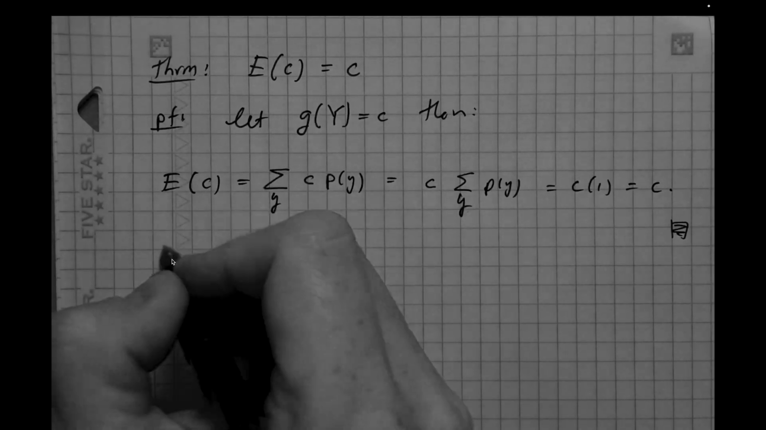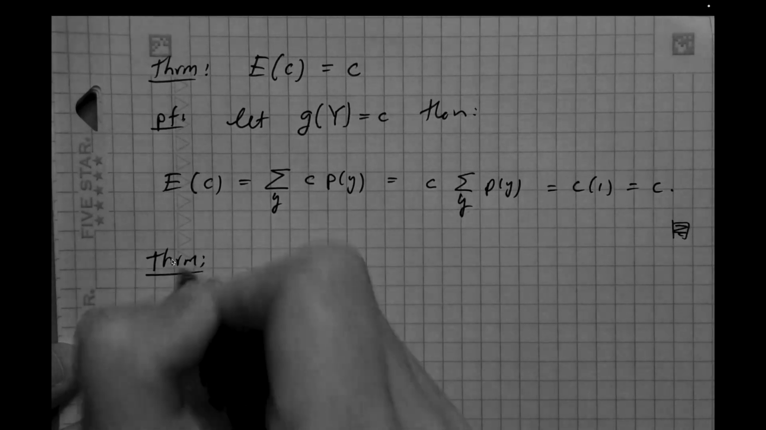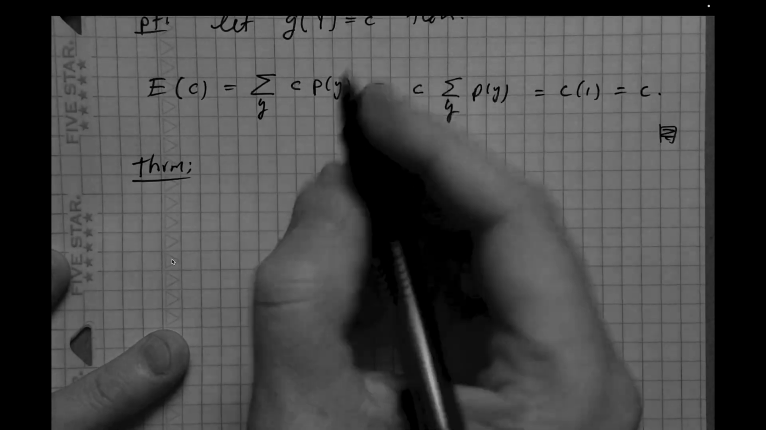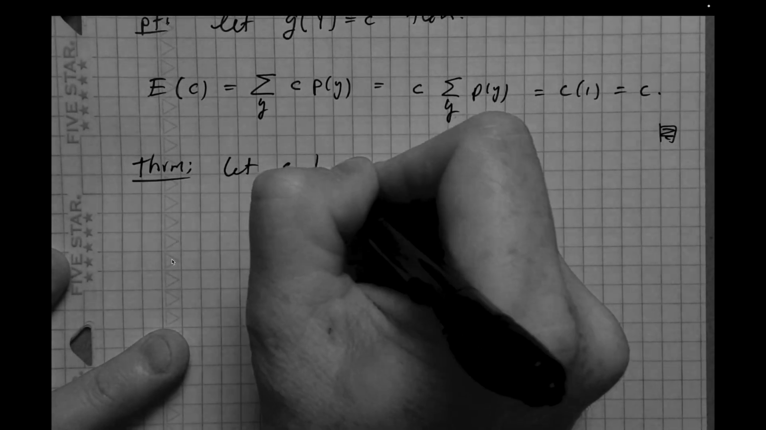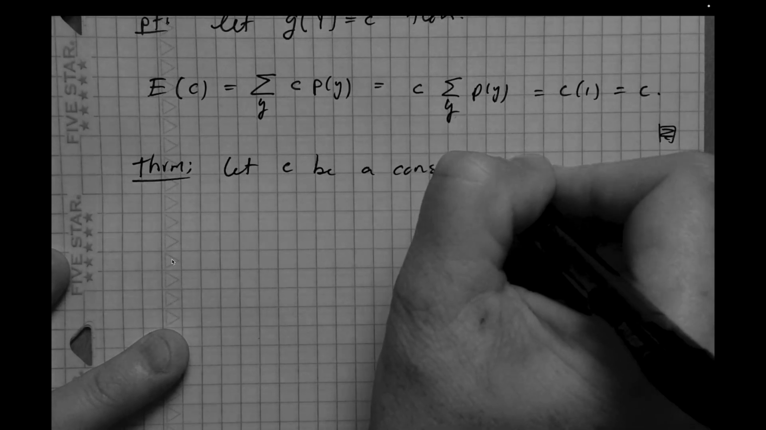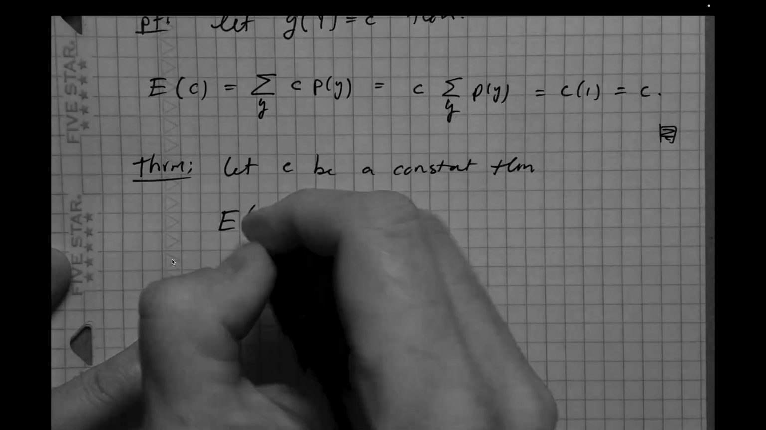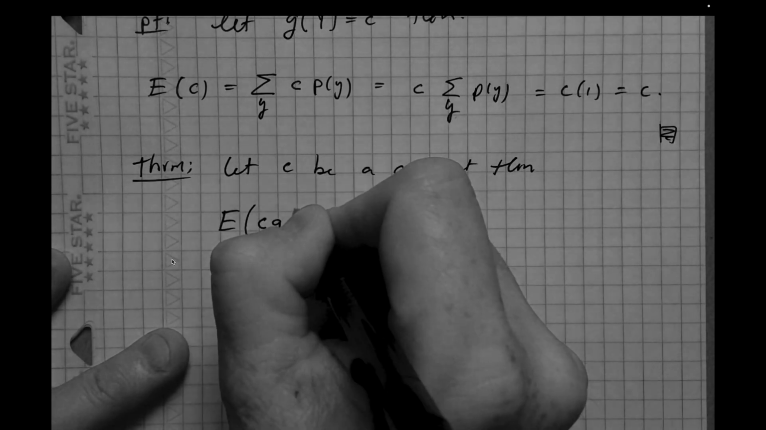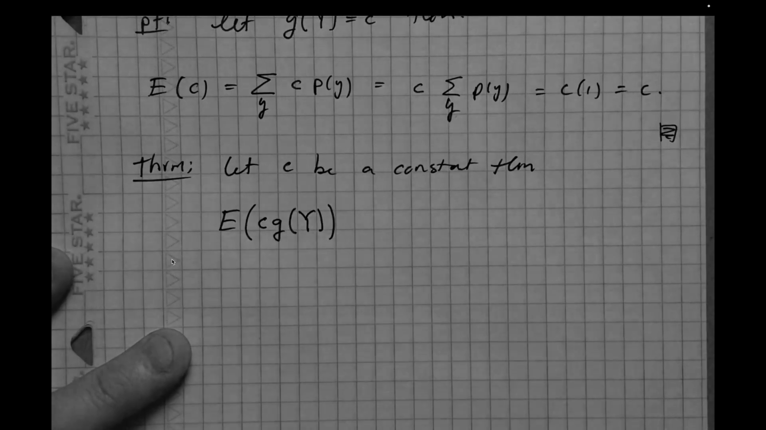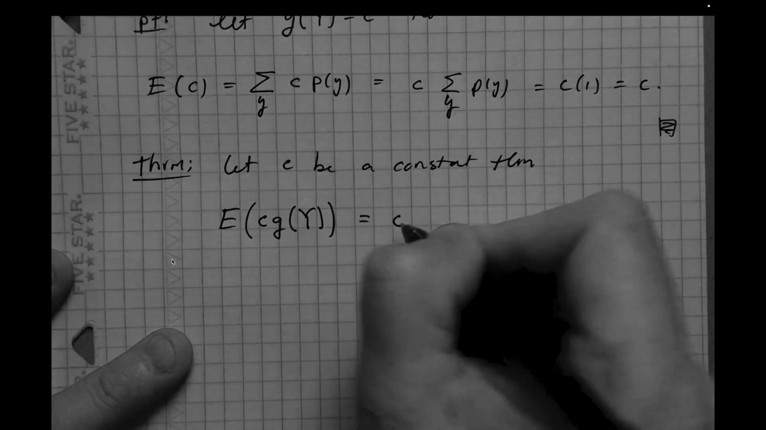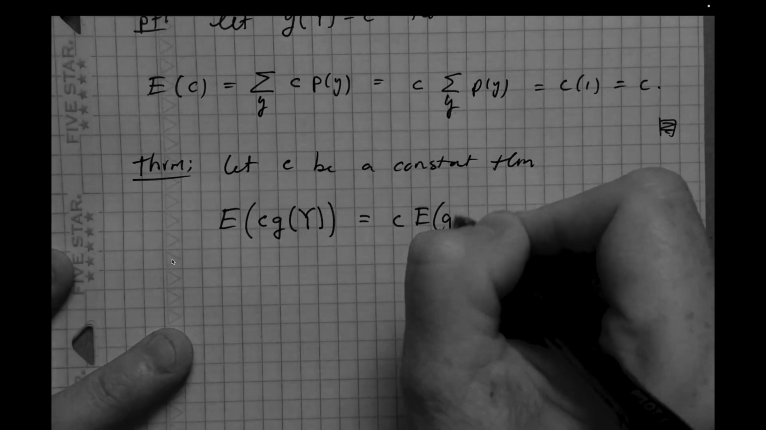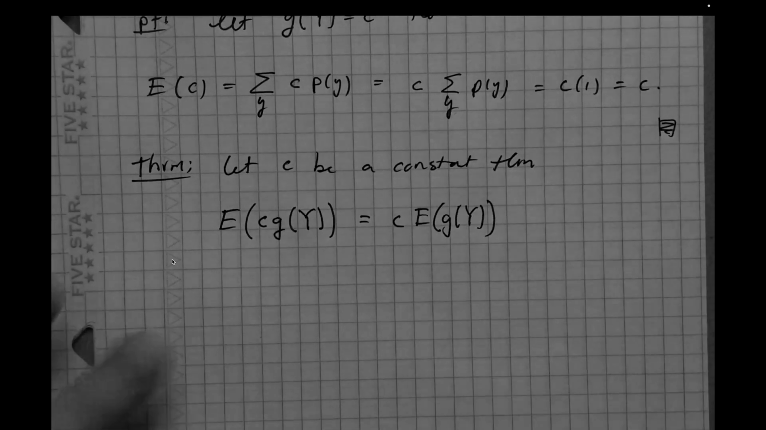All right, kind of related but a little different here is this theorem. Let c be a constant. Then the expected value of c times a function g of the random variable y is equal to c times the expectation of g of y. Right? Meaning, basically, you can pull constants out. You can factor a constant out of the expression of g of y. Right? You can do that.